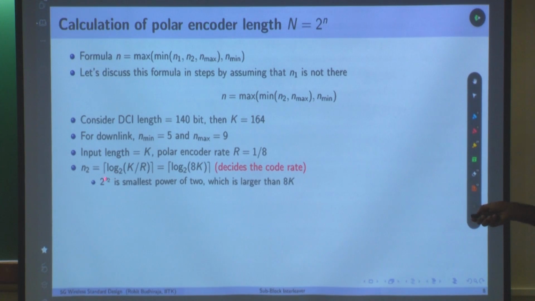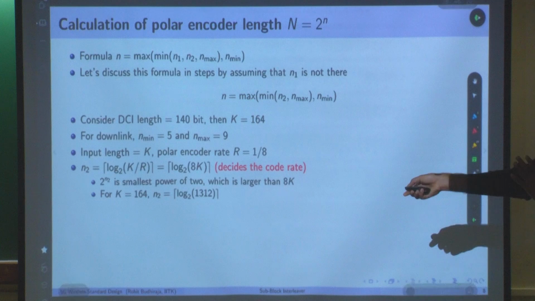2 power n2: if n2 is this, what will it become? 2 power n2 is the smallest power of 2 which is larger than 8K. How will you read this? If you look at this and read it, does it make sense? What are we saying here? 2 power n2 is the smallest power of 2 which is larger than 8K.